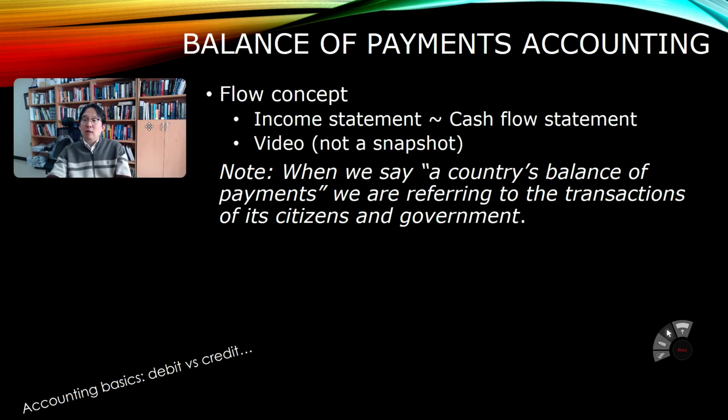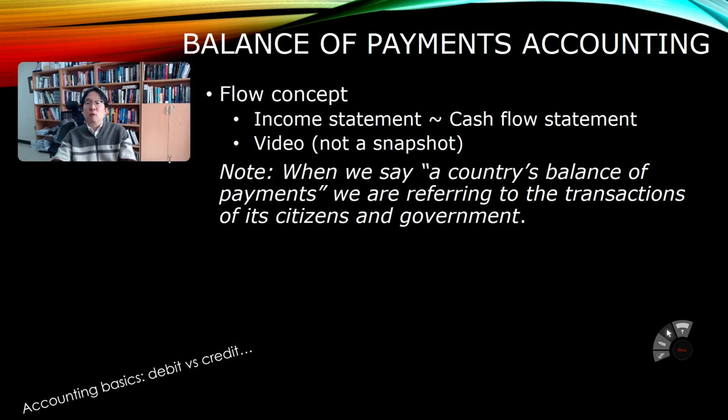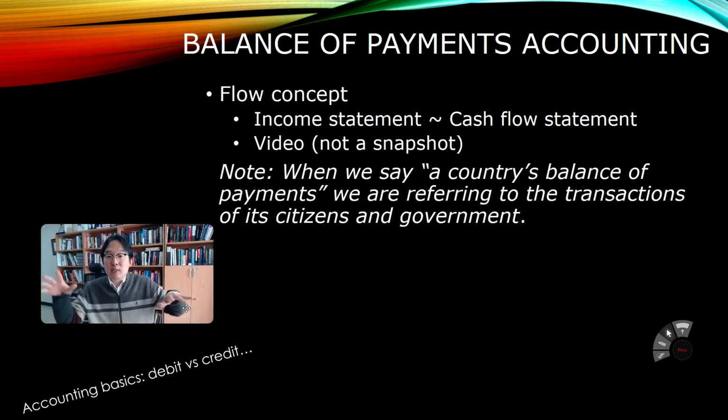Now, the flow concept, I have to say it right now. This is more like the income statement of your country, I would say. This is not really about profit, because a country is not a profit-taking organization. But what I'm trying to say is that balance of payment is more like a flow concept instead of a snapshot, just like an income statement. The balance sheet is more like a company's snapshot at one time point, how you're doing.